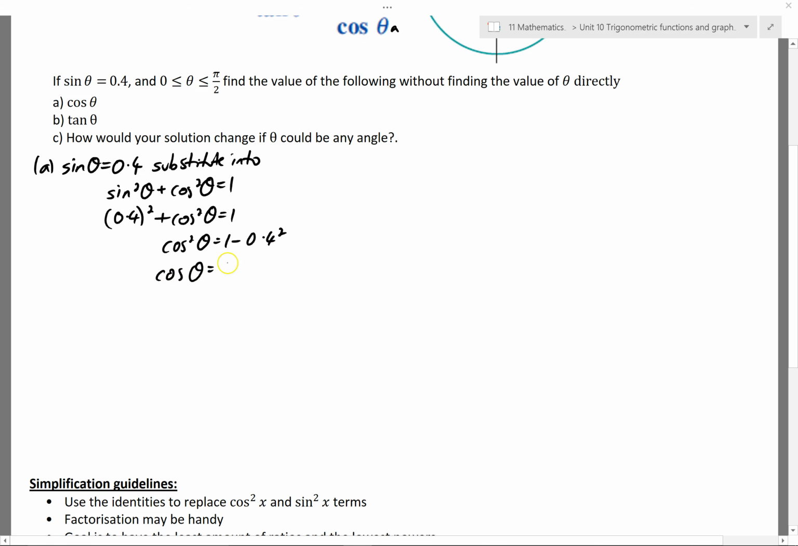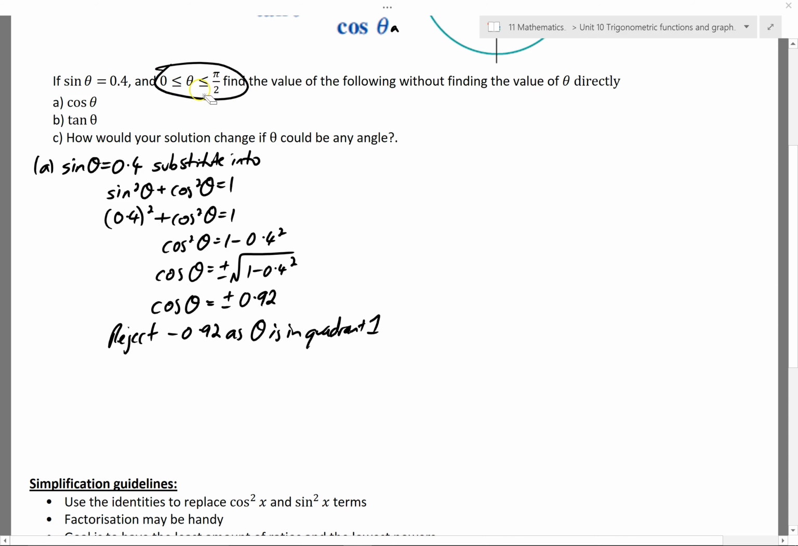Now to get cos theta, I need to take the plus or minus square root. I'll end up with cosine theta is either plus or minus 0.92. I've got two solutions, but I'm going to reject the negative, as theta is in quadrant 1. This is telling me that the angle theta is in here somewhere, where I know that cosine is positive. I know that all the ratios are positive.